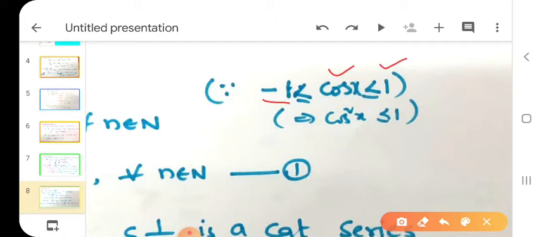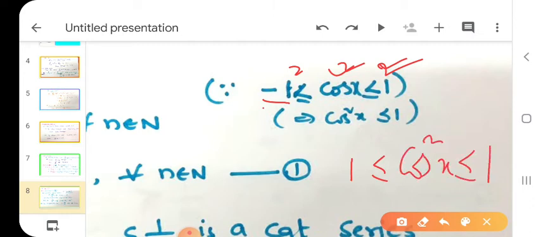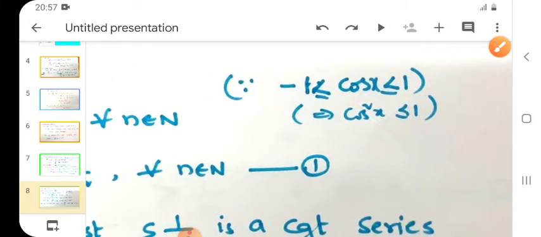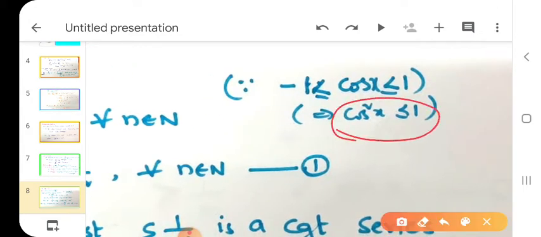Now I take the square value. What we get here? Minus 1 square means 1, so 1 less than or equal to cos square x less than or equal to 1. That implies cos square x is less than or equal to 1. If -1 is less than or equal to cos x less than or equal to 1, then cos square x is less than or equal to 1.